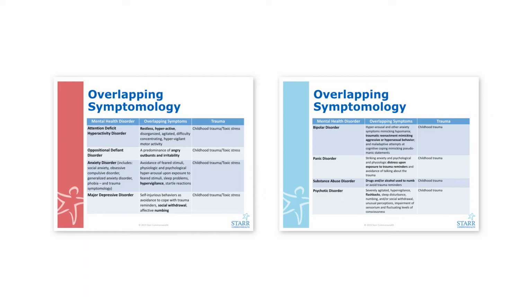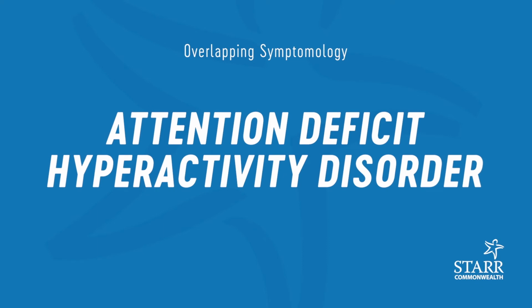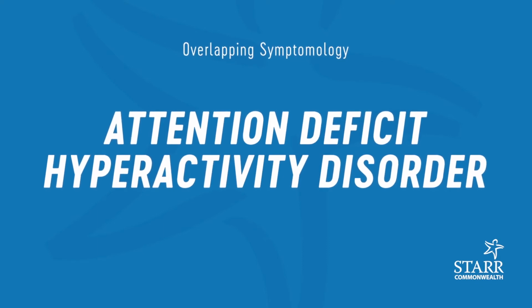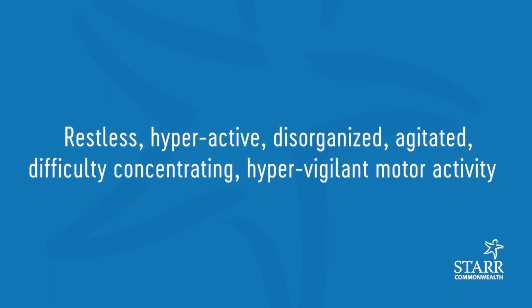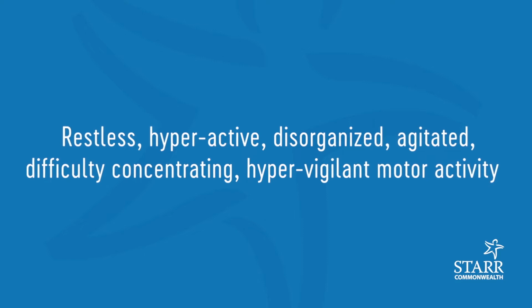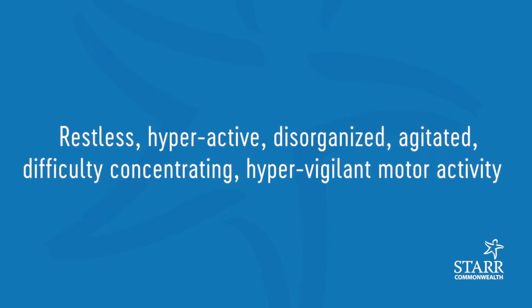So as we look at this chart, you can see the mental health disorder listed and then the overlapping symptoms in the middle of the chart. The diagnosis that we hear more often than any others, and the one that we have mentioned in previous courses, is attention deficit hyperactivity disorder. We know that the overlapping symptoms and reactions between ADHD and trauma are significant, but some of the main overlapping symptoms are things like restlessness, hyperactivity, kids having a very difficult time concentrating and focusing, having a lot of hypervigilant behavior.